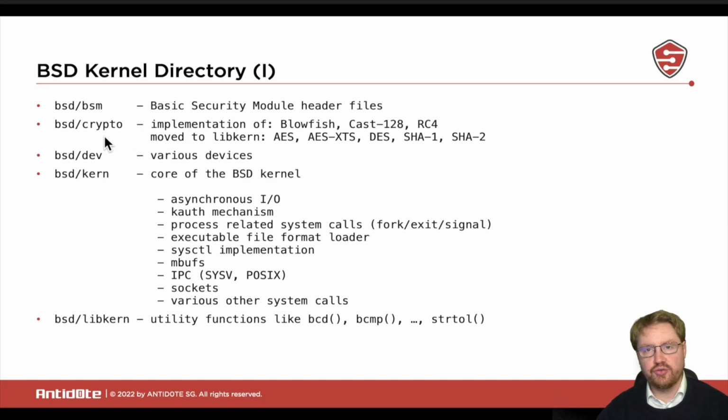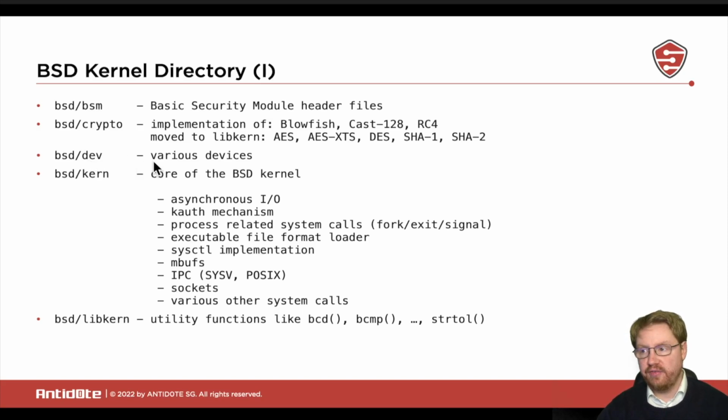Then you have a crypto directory, which has a bunch of low-level crypto implementations like Blowfish, and basically you can see everything there. There's a bunch of other crypto stuff that is actually moved away from the BSD part of the kernel and into libkern.